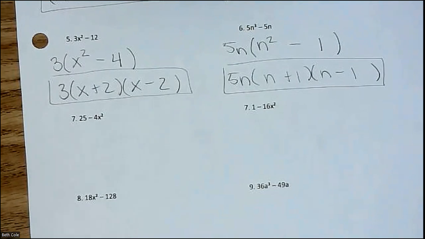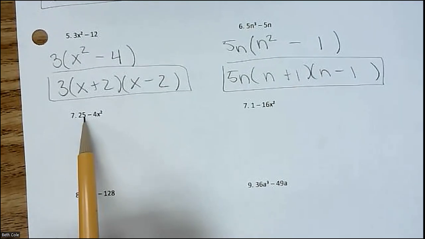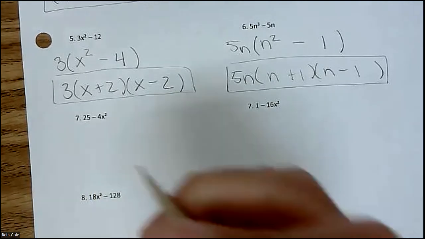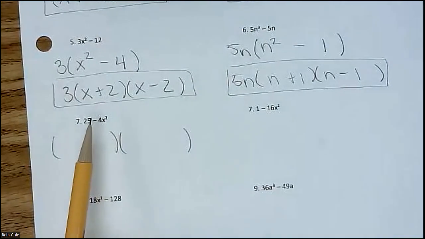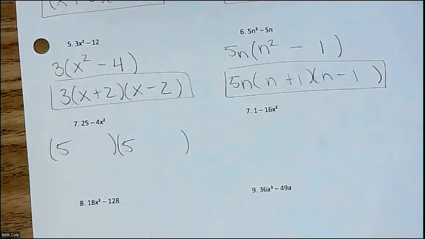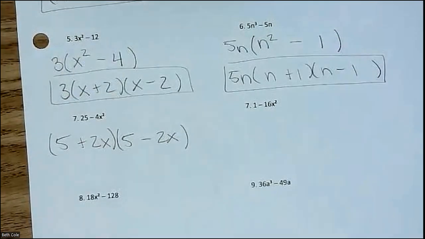Now these ones just have some larger numbers in it, but it's not going to be any different. You need to be a good noticer. Do you see how 25 and 4 are both perfect squares? All right, so draw your 2 sets of parentheses. What's your square root of 25? 5. So it'll be 5 in the start. And then what's your square root of 4? 2. So it'll be plus 2x and minus 2x. One's plus and one's minus.